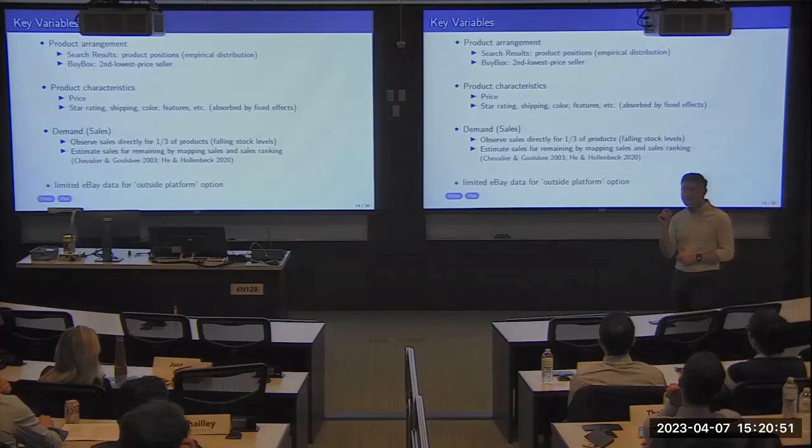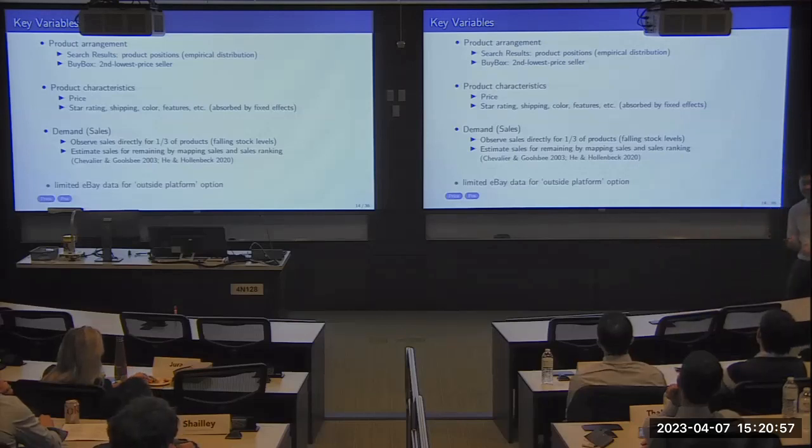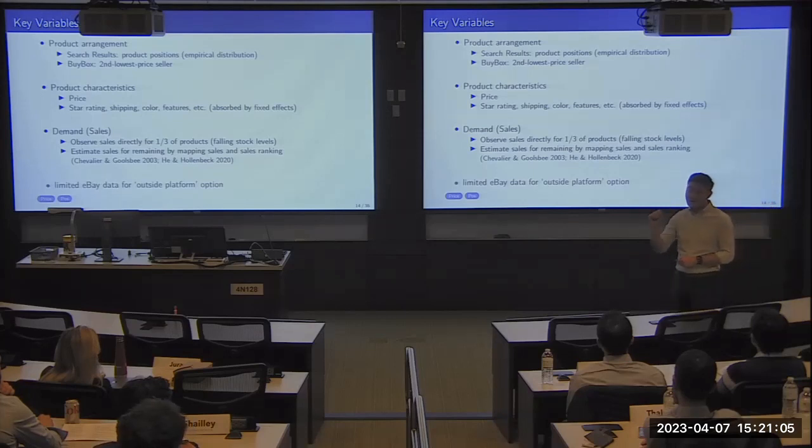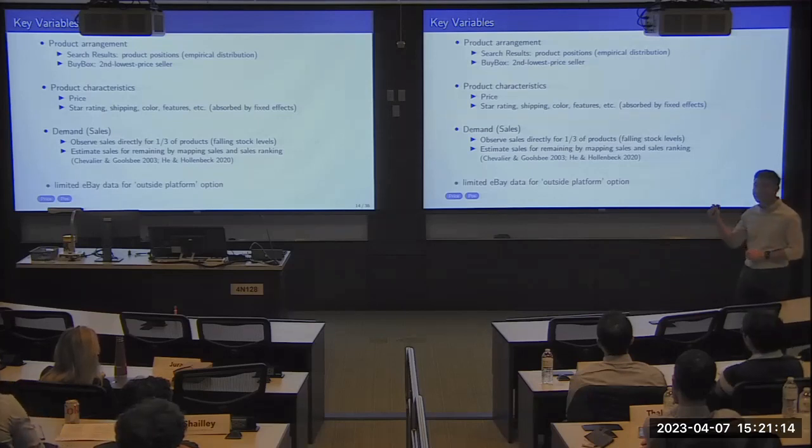Obviously, we're doing a demand model, so we do need sales. What I'm going to do here is that my scrapers can observe sales directly for one third of products. What they're doing is trying to purchase a product, trying to purchase 999 of them, and then it's going to tell me the remaining stock level, and then I'm going to map that to sales ranking for the remaining two thirds.